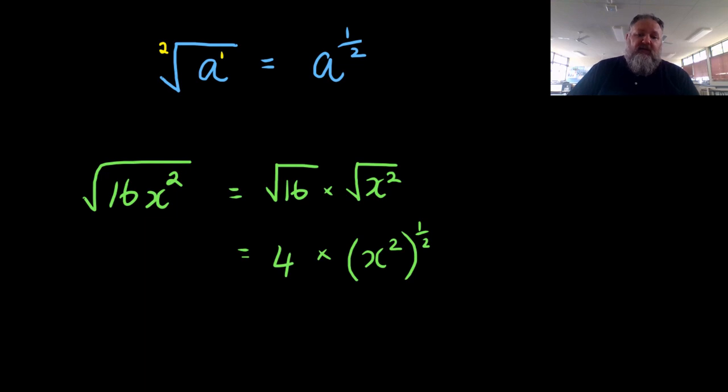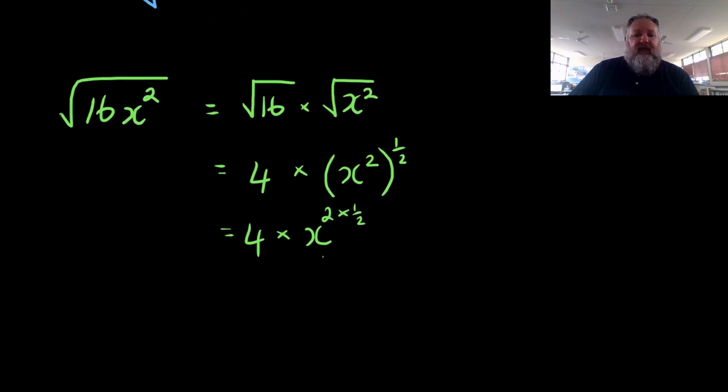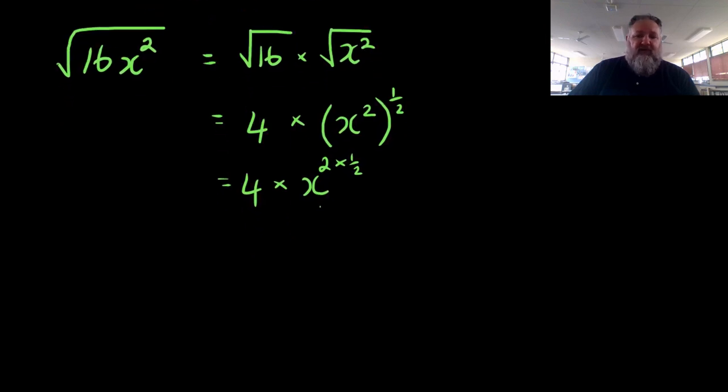We can then bring that down and open up those brackets, and we will have 4 being multiplied by x to the power of 2 multiplied by a half. 2 being multiplied by a half is just going to be 1. So we'll have 4 multiplied by x to the power of 1, which is just really x. And that's our answer, 4x.